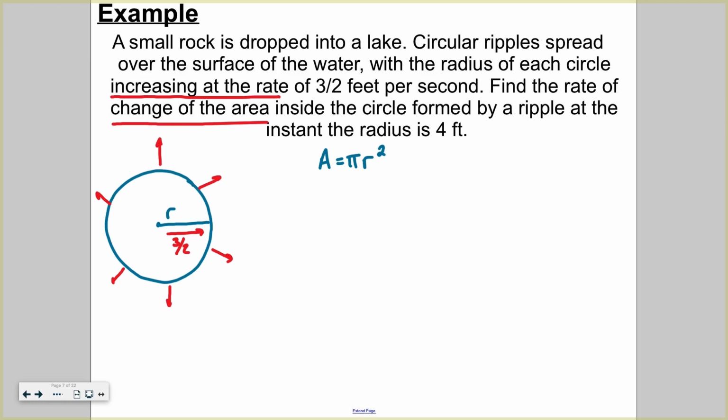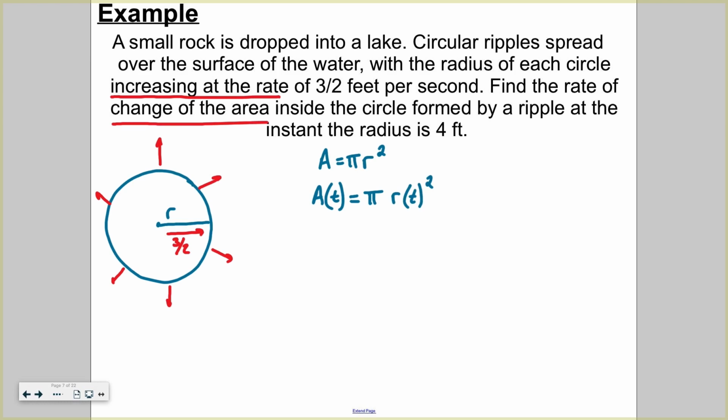with respect to time. So I'm going to write this as the area as a function. So it's going to be A of t, or the area where time is the variable. And that's going to equal pi times r. The radius is also increasing, so r is also a function. So we're going to rewrite this as r of t, because the radius changes with respect to time, and that'll be squared.